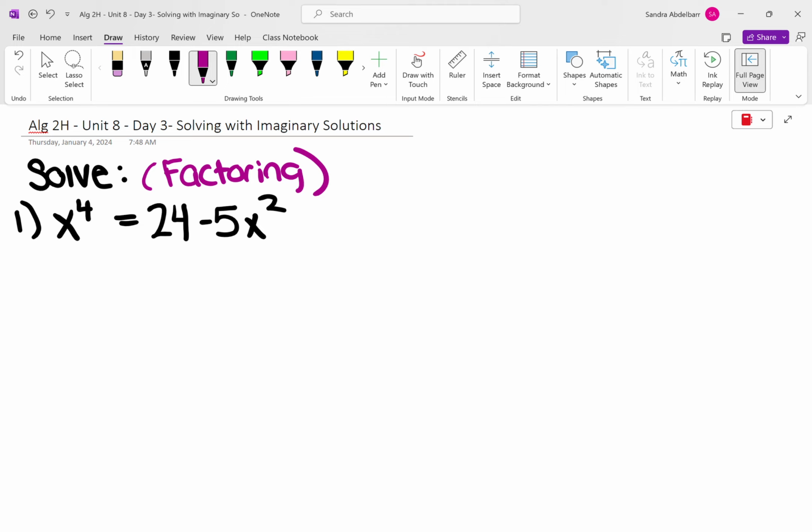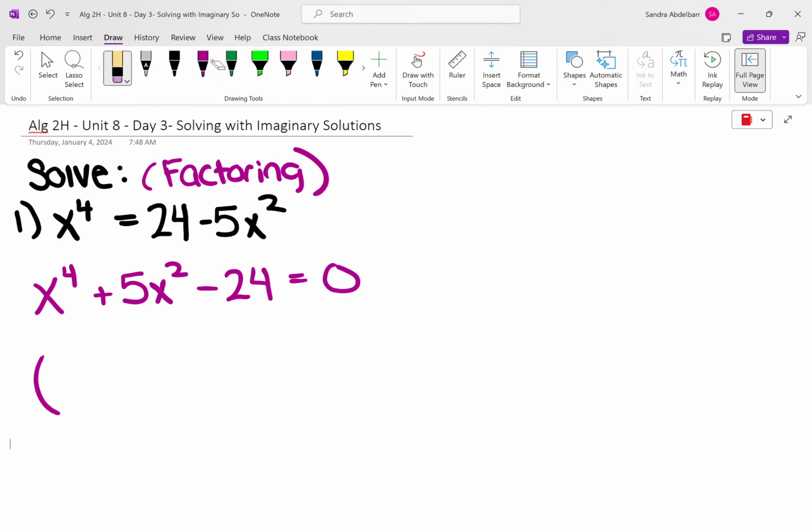If we're going to solve this by factoring, I'm going to set everything equal to 0. So we're going to have x to the fourth plus 5x squared minus 24 is equal to 0. Now when we come to factor, it's not going to be an x and an x. How come it's not an x and an x? Danny? There's four solutions, so it will be x squared.